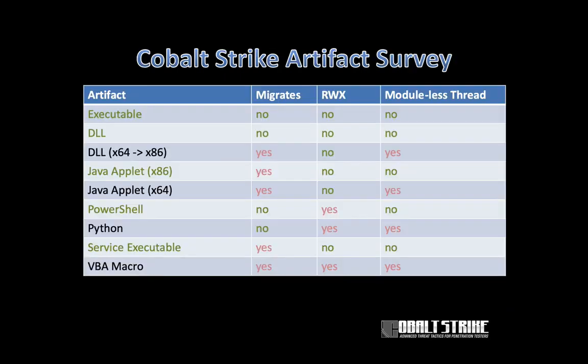This slide is a survey of the different artifacts in Cobalt Strike as of October 2019 and which characteristics they take on related to process migration, read-write-execute memory, or even creating a modulus thread. The big one I would be aware of here is the service executable, because if you use the psexec option in Cobalt Strike or the elevate svc-exe option, you will be using a service executable. Do note that the Cobalt Strike service executable migrates, and if you don't change the artifact kit, it will migrate to rundll32, and that's probably not what you want.